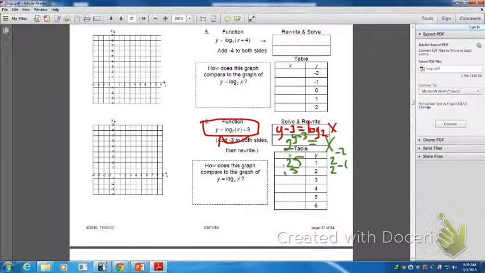Okay. Put in your 3 for y. 3 minus 3 is 0. So 2 to the 0 power. Okay. Put in the 4 for the y. 4 minus 3 is 1. So that would give us 2. Put your 5 in. 5 minus 3 is 2. So 2 squared, 4. And then put in your 6. 6 minus 3, 3. So 2 to the third is 8.